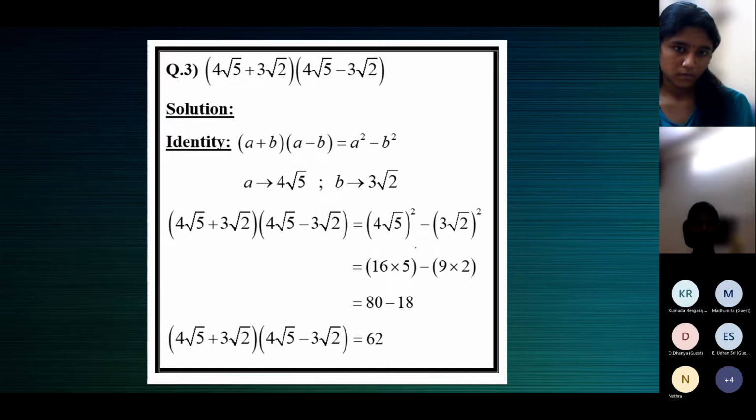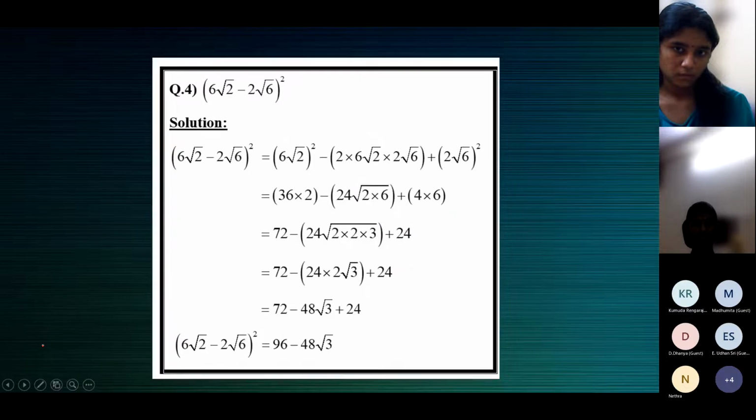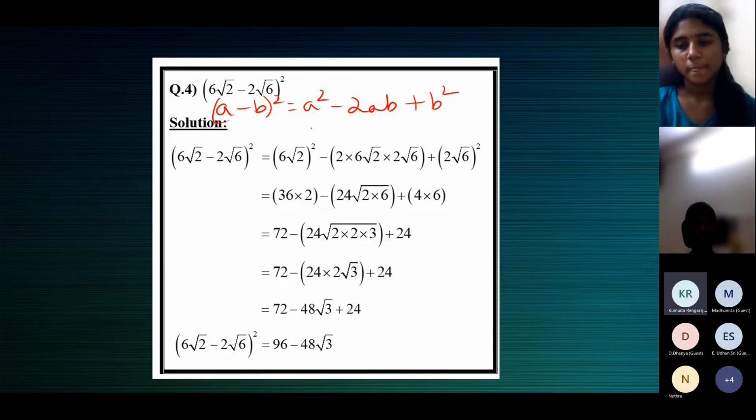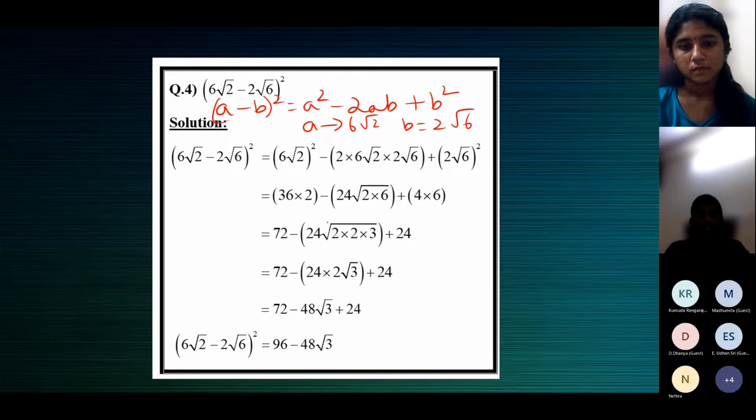So I told you how to evaluate 4 root 5 the whole square. Say, 3 root 2 the whole square. So again, very important. Let me just do this alone and we'll get started with rationalization. Here also we use the identity for a minus b the whole square, which is a square minus 2ab plus b square, where a is 6 root 2 and b is 2 root 6.